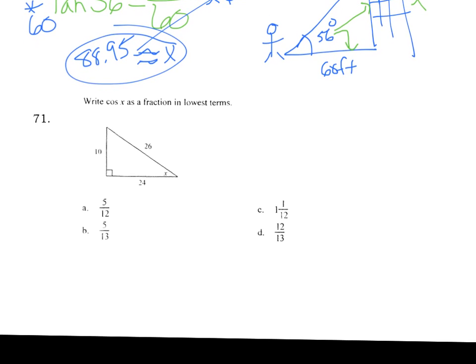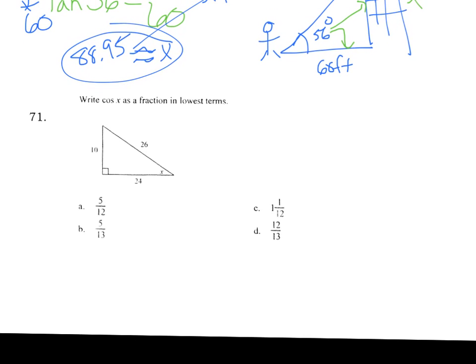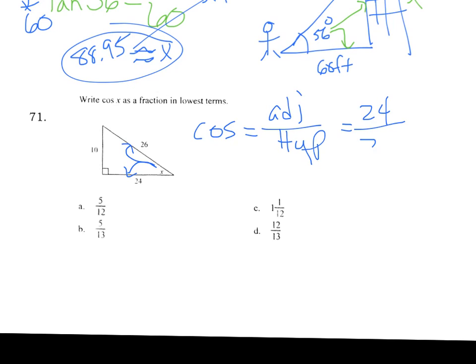Okay, 71 says, write cosine x as a fraction in lowest terms. Well, cosine is adjacent over hypotenuse. So here's my angle. There's the adjacent. There's the hypotenuse, so it's 24 over 26. Need to simplify it. Great opportunity to just use the fraction button on your calculator. Even if you can do it in your head, you might as well make sure you get it right. And I'll do that myself just to make sure, and I'll get D, 12 out of 13, which is what I thought it was in my head, but it never hurts to check.